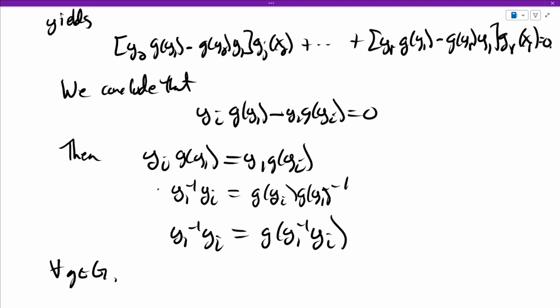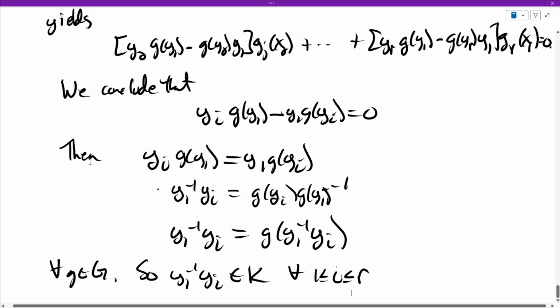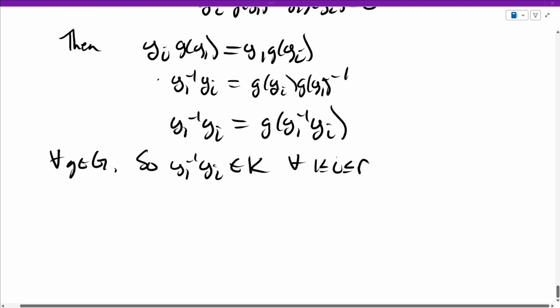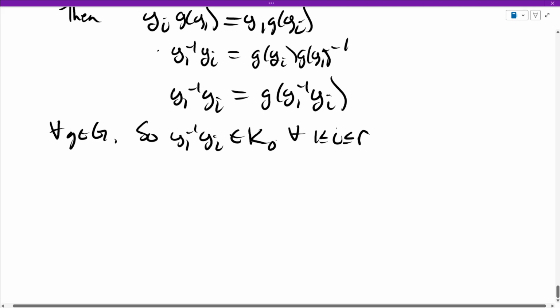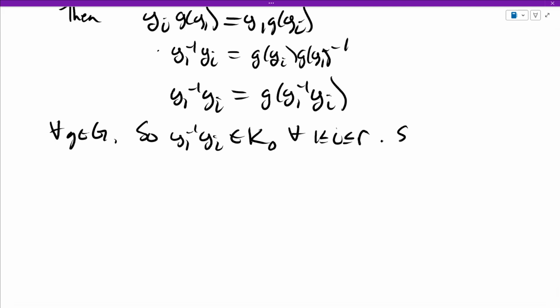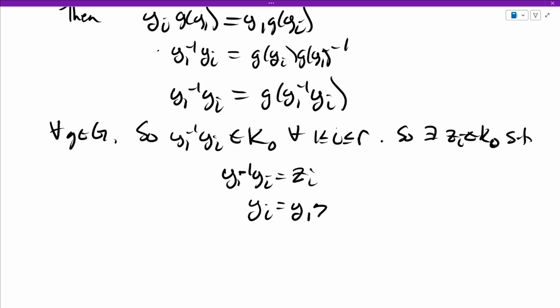So what does it mean that it's true for all g and g? Well, it means that g fixes these elements y1 inverse yi. So these guys are in the fixed field for all 1 less than or equal to i less than or equal to r. All right. Now what? Okay. Oh, sorry, I made a mistake here. Now what? Well, what do we have here? Well, they're in the fixed field, so there exists zi in the fixed field, k0, such that y1 inverse yi is equal to zi, or yi is some fixed element times zi. So this y1 is fixed for all i. Okay, so this guy here is the same y for all i.